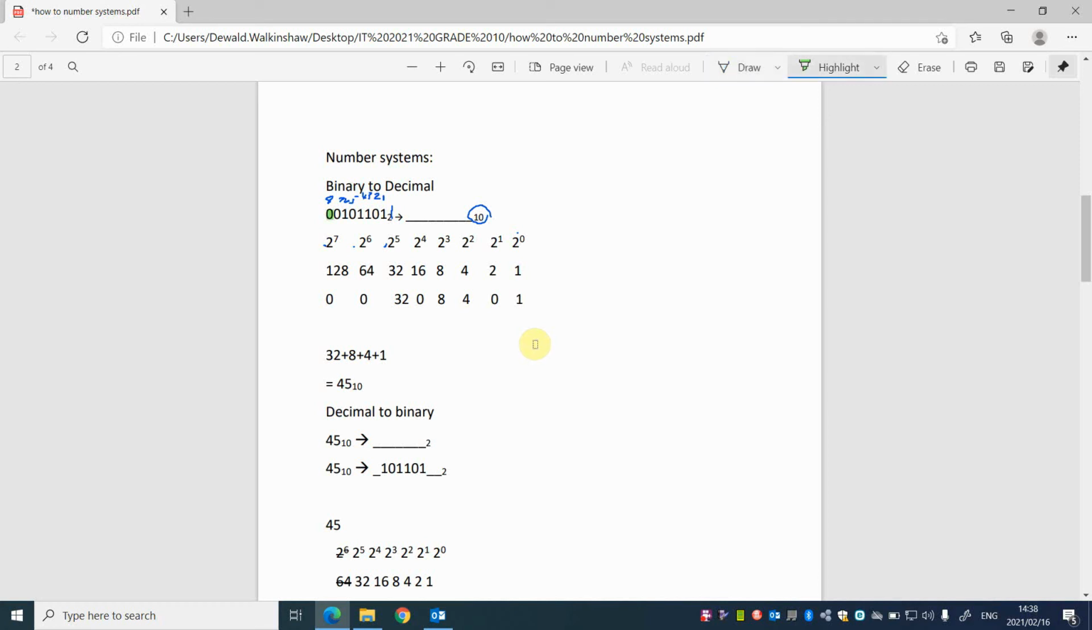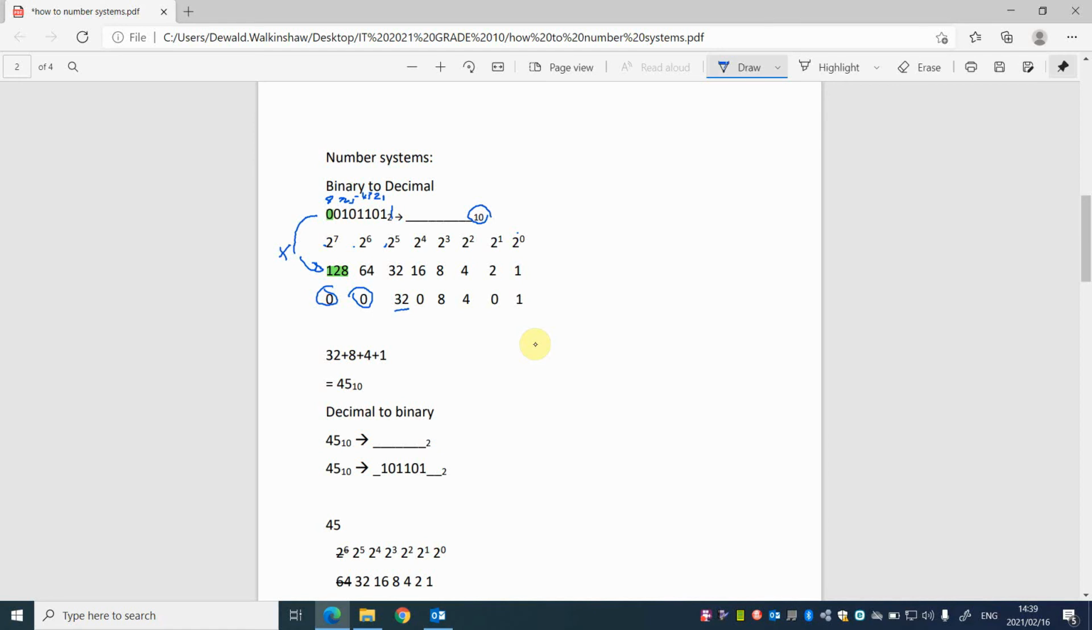which is in this case 0, and then you will be multiplying it by the number at the bottom. Okay, so that means 0 times 128. So in this case, 0 times 128 will equal 0. Then we move on to the next number, which is 0 multiplied by 64, which equals 0. Then we get 1 multiplied by 32, and 1 times 32 equals 32.